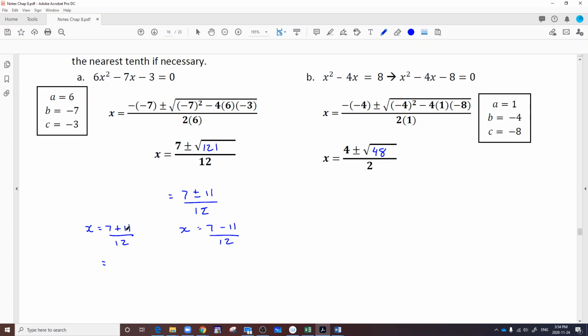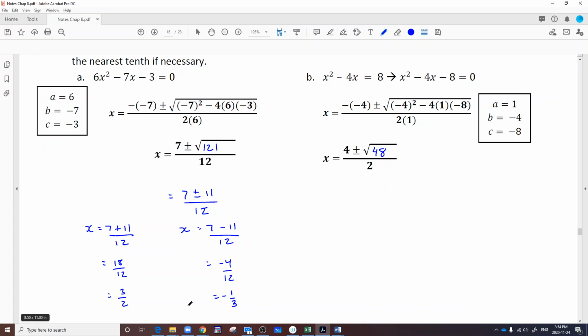To simplify, we just do 7 plus 11 is 18 over 12, and then you always want to give simplified answers, so 6 goes into both 18 and 12, so we'd be left with 3 halves. There we go. This one, we go 7 minus 11 is negative 4 over 12, which would be negative 1/3.